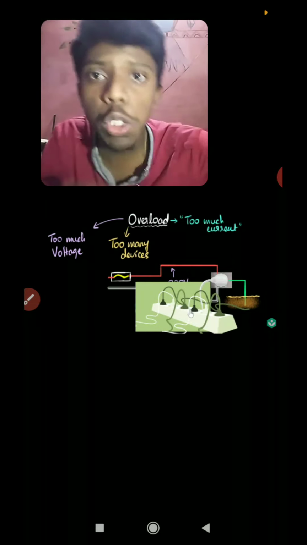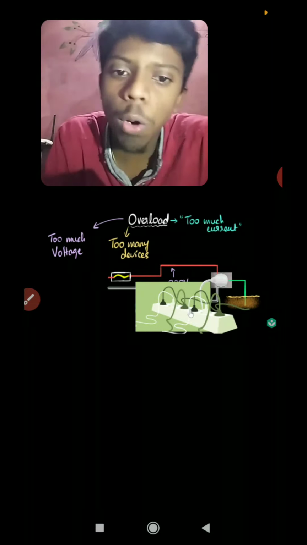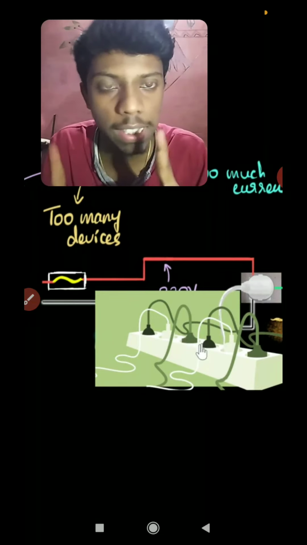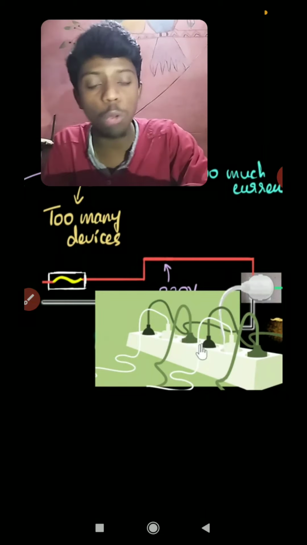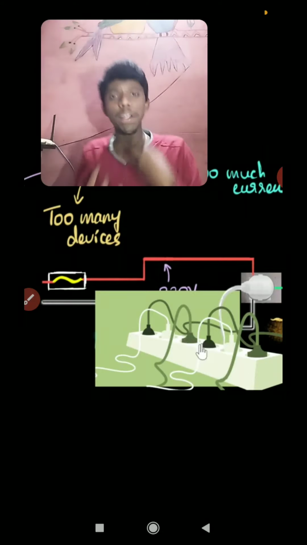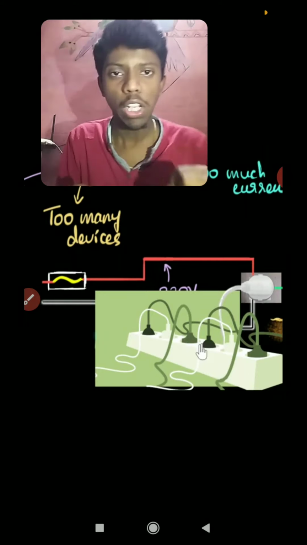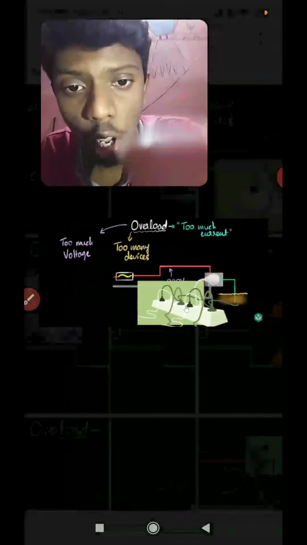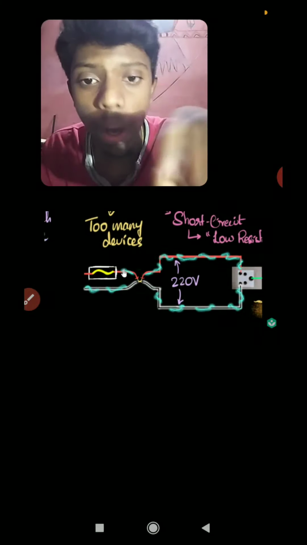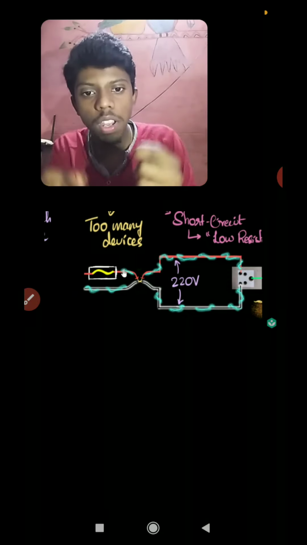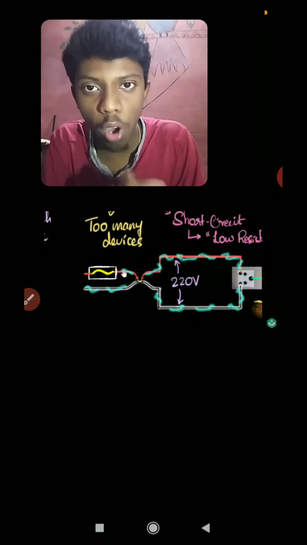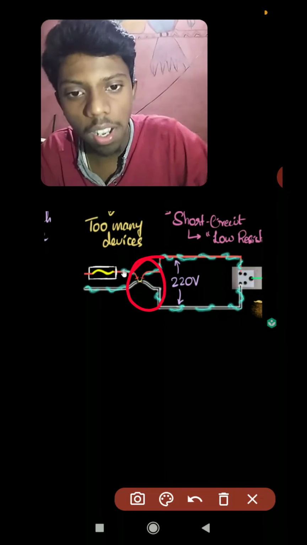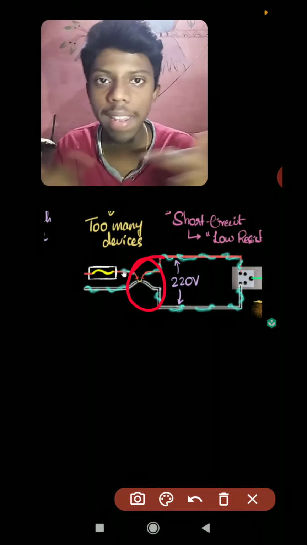So why does overloading occur? Overloading occurs if we connect more than one appliance in a single socket, because this single socket, as you can see on the screen, will draw all the current. If this happens, overloading occurs, and too much current flows. Not only that, very important, when the live wire and neutral wire come in direct contact, overloading also happens. See here, you can see in the picture, the live wire and neutral wire came in direct contact.